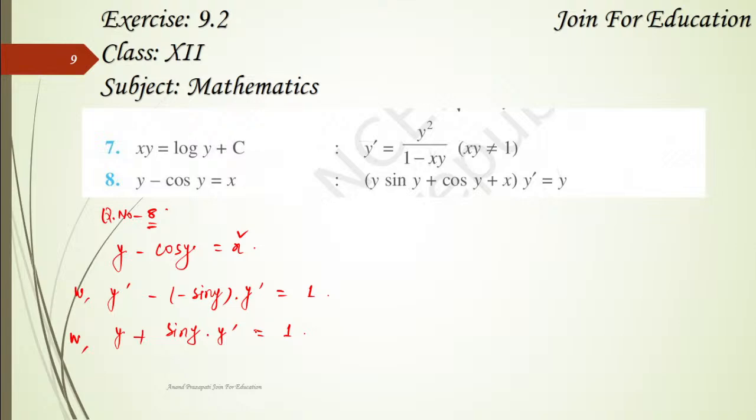Now multiplying both sides by y, then we get here y plus y dash into sin y equal to y. When multiplying both sides by y, then we get this step. Hope that there is no problem to understand up to this step.